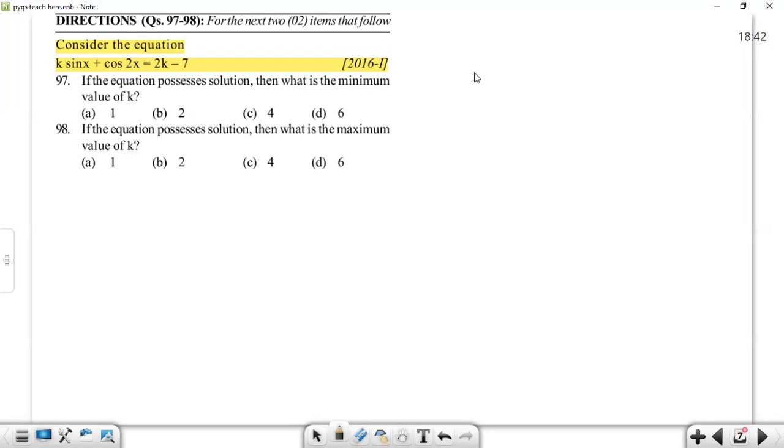So let's find out for this equation, which is given as this. Let's write it as k sin x plus cos 2x. Let's try to change the equation into the same trigonometric function. Cos 2x can be written as 1 minus 2 sin square x, which is equal to 2k minus 7. Now, if the equation possesses a solution, then what is the minimum value of k?